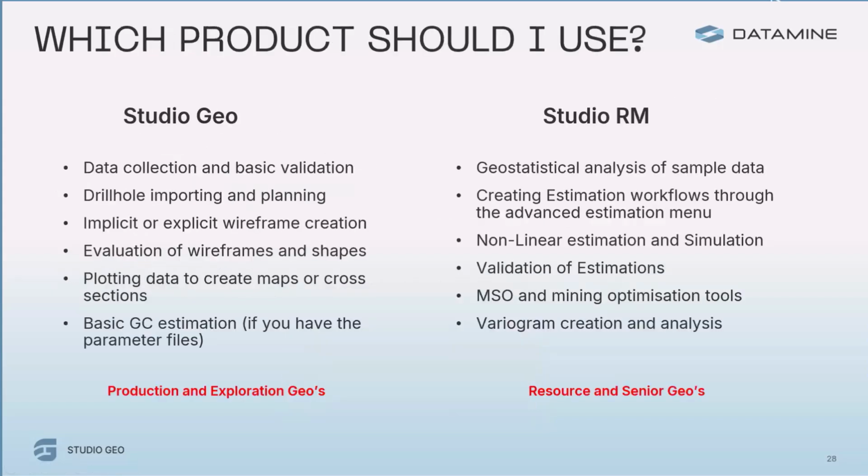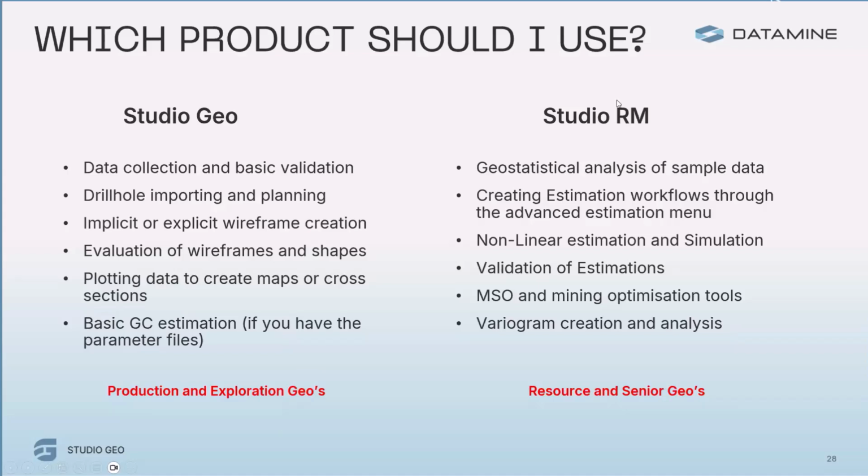So just as a summary, what we're trying to get across at Datamine is what product should I use when? So who should be using what product? Studio Geo is good for data collection, drill hole import and planning, wireframe creation, probably the biggest, the thing it does the best. Evaluation of wireframe and shapes, plotting data, then also basic GC estimation. So you wouldn't want to run a whole resource model through Studio Geo, but you can do basic GC estimation. But Studio Geo is definitely more based for production and exploration geos.